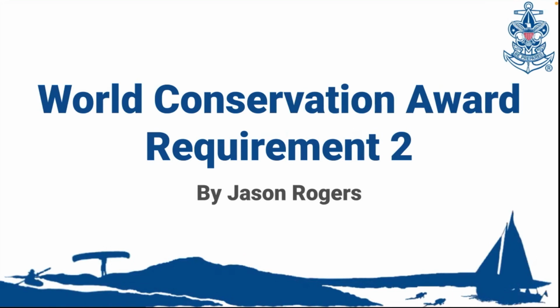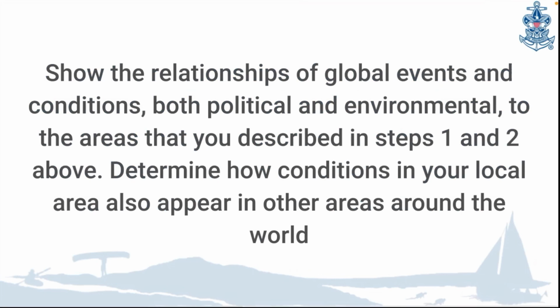Hi everyone, so today we're going to be looking at the World Conservation Award, requirement number 2. In this requirement we have to show the relationships of global events and conditions, both political and environmental, to the areas that you described in steps 1 and 2 above. Determine how conditions in your local area also appear in other areas around the world.